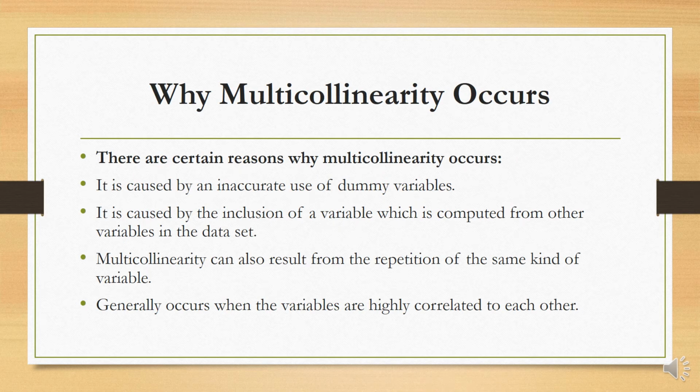Why does multicollinearity occur? There are certain reasons why multicollinearity occurs. Number one, it is caused by an inaccurate use of dummy variables. Number two, it is caused by inclusion of a variable which is computed from the other variables in the data set. Multicollinearity can also result from the repetition of the same kind of variables, and generally occurs when the variables are highly correlated to each other.